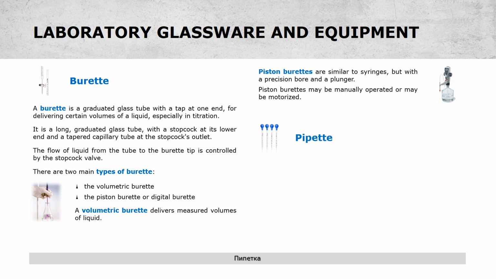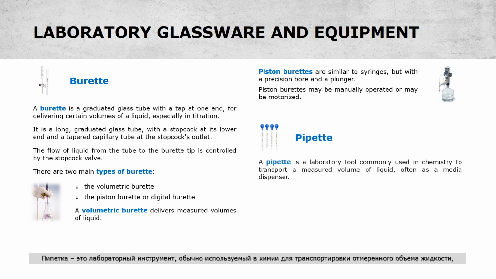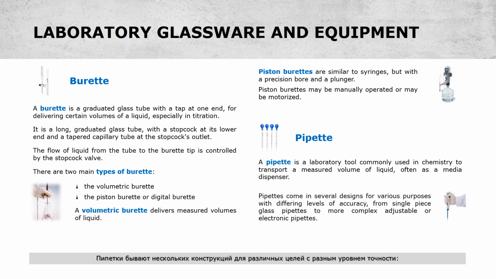Pipette. A pipette is a laboratory tool commonly used in chemistry to transport a measured volume of liquid, often as a media dispenser. Pipettes come in several designs for various purposes with differing levels of accuracy, from single-piece glass pipettes to more complex adjustable or electronic pipettes.